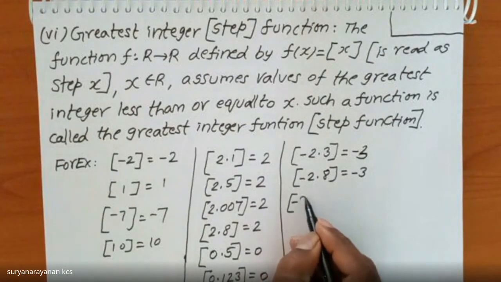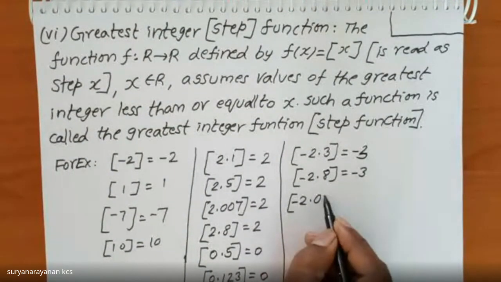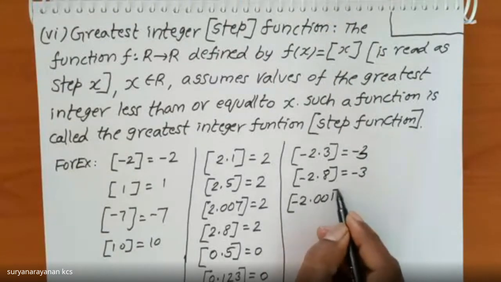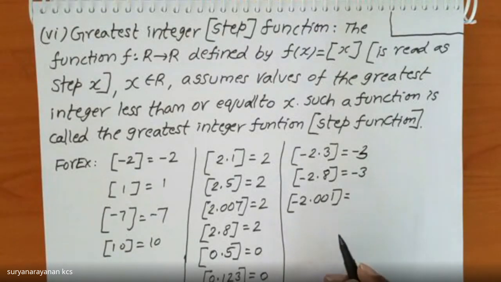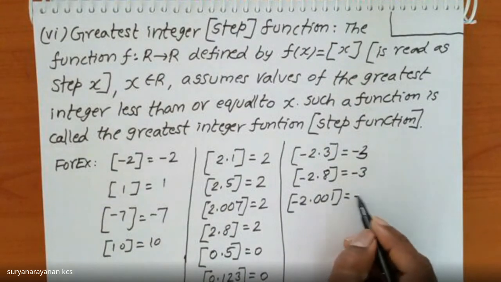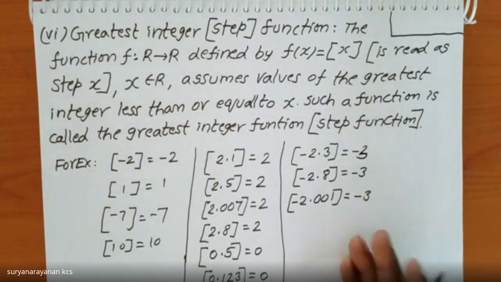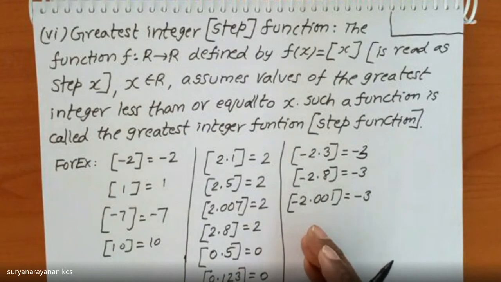Step 2.00. Step minus 2.001. Yes, minus 3. Left side integer, nearest left side integer.